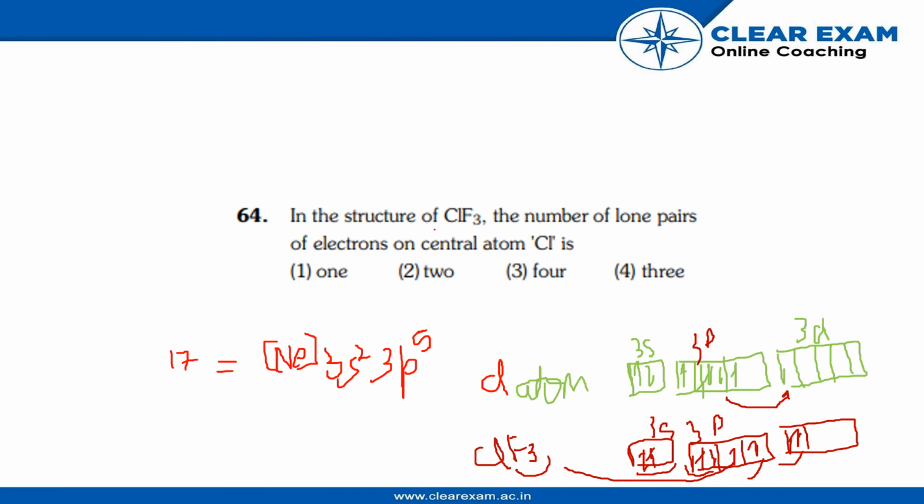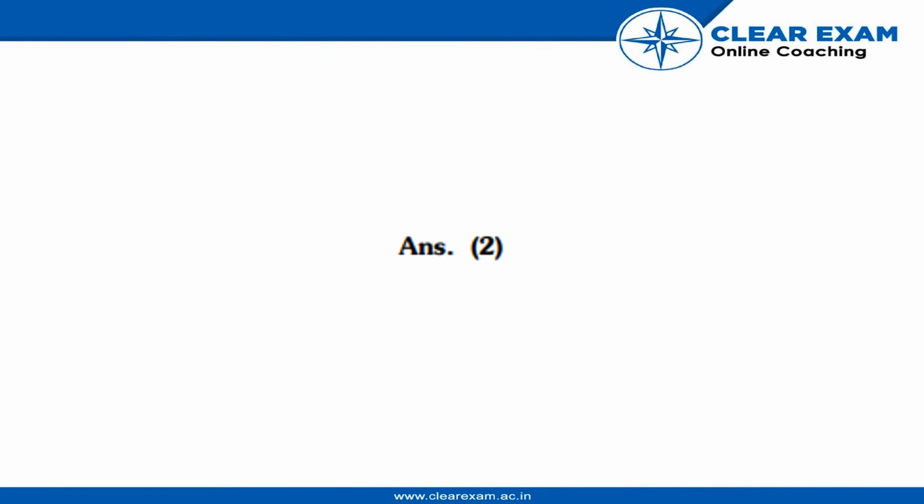So the hybridization will be sp3d, which is trigonal pyramidal, and after getting this, the shape will be converted into a bent T shape. So the number of lone pairs is 2, which are this and this. So the correct answer is option number 2. Thank you.